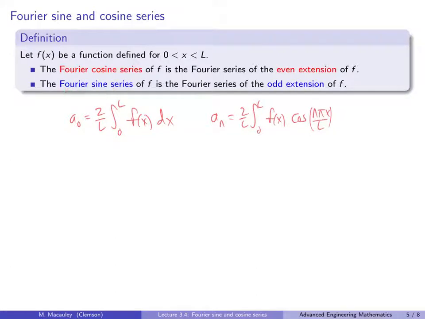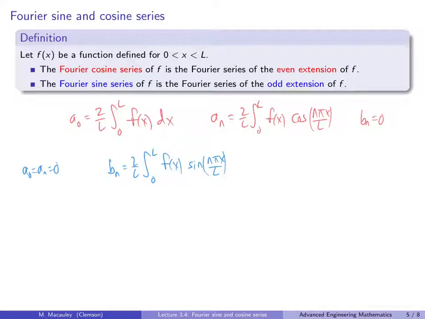In the Fourier cosine series of f, the b n's are 0. For the Fourier sine series, this being an odd function, a naught and a n are 0, and b n is 2 over L times the integral from 0 to L of f of x sine of n pi x over L. So I want to make this difference very clear. It is very important, and for whatever reason, students seem to have trouble with this distinction.